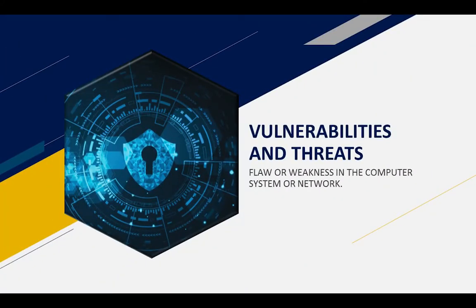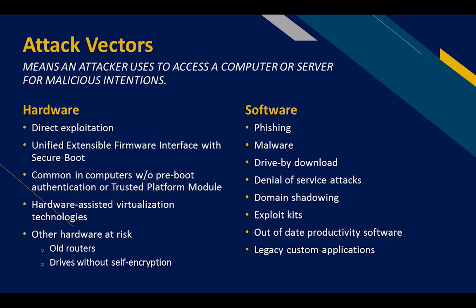Next, we will discuss some of the major vulnerabilities and threats to us currently. Vulnerabilities are essentially flaws or weaknesses within the computer system or network that can leave it exposed to a potential attack. In order to exploit a system's vulnerabilities, attackers use attack vectors. Attack vectors are the means they use to access a computer or server to unleash a payload or engage in malicious activity. Be advised, these vectors are not limited to systems and are often used on people as well.